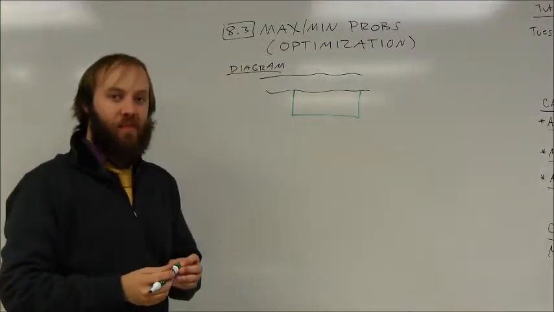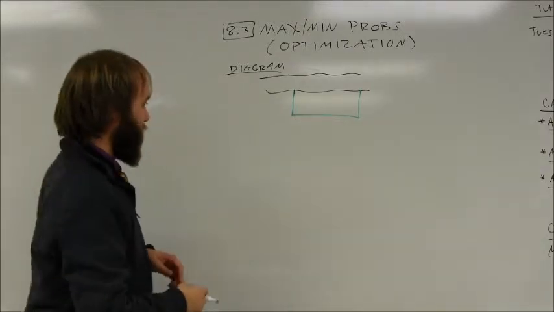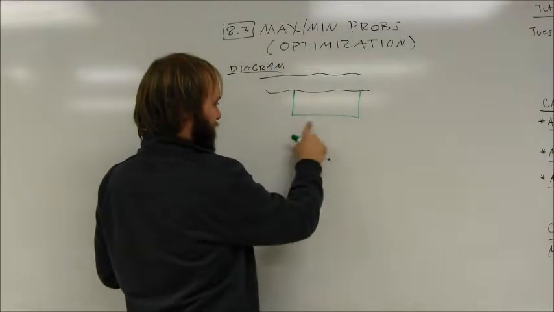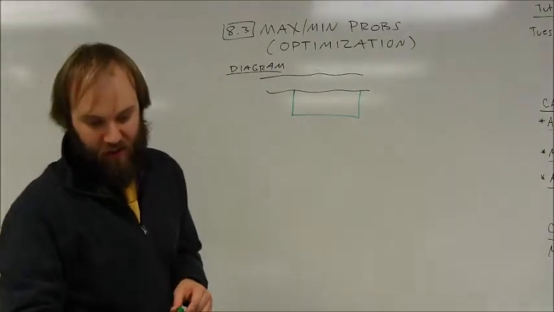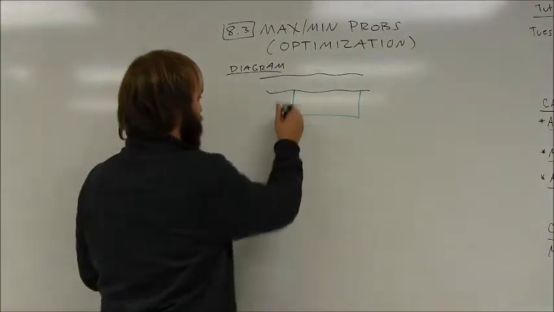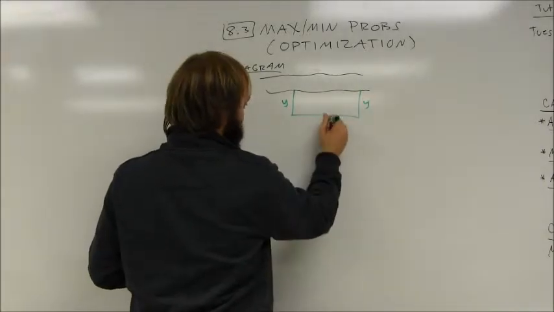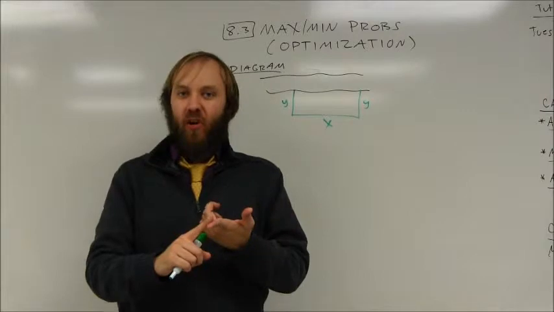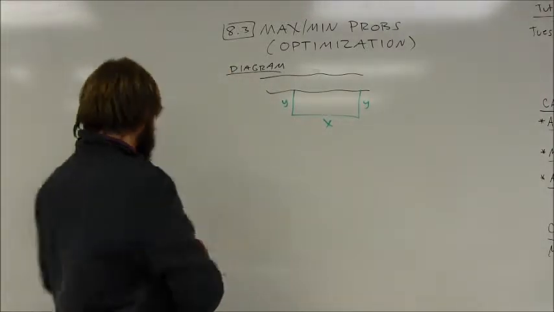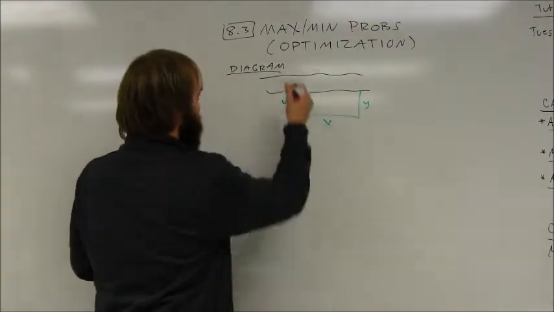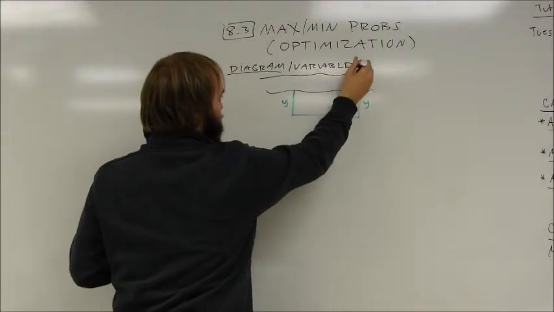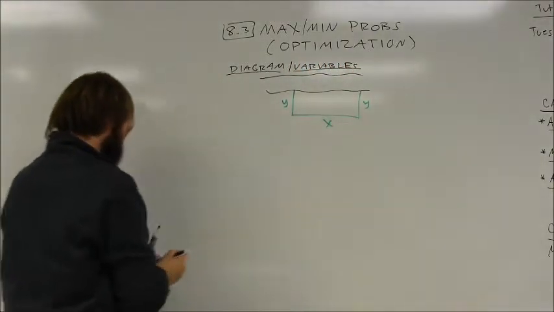Now the way I'm going to set up this pen, we have a couple pieces of information here. I'm going to call this length in the x direction on the graph x, and I'm going to call the vertical values y. Usually when you draw your picture, you're also going to want to set up your variables. And so those two things will kind of go together.